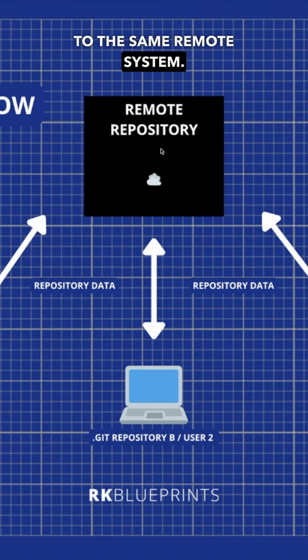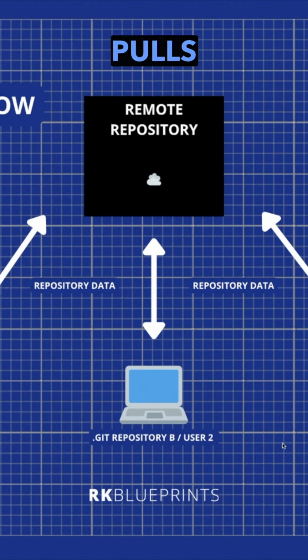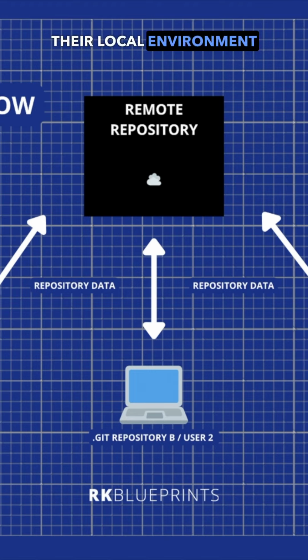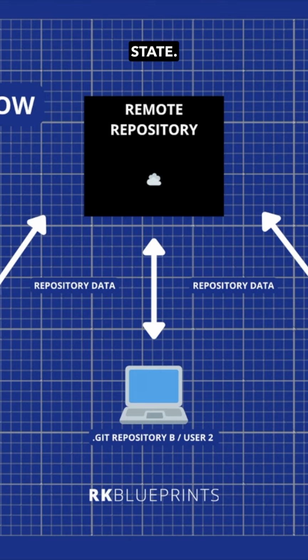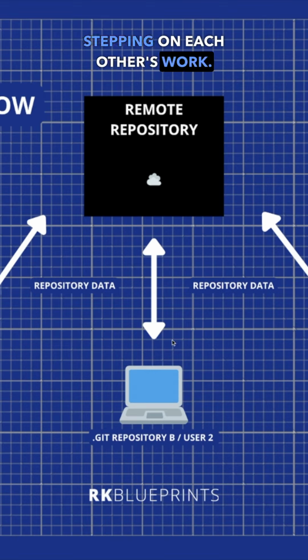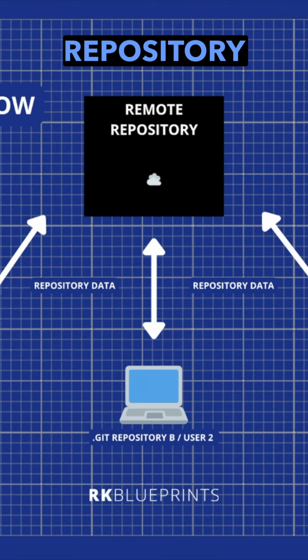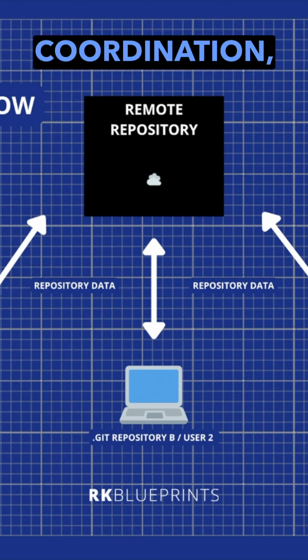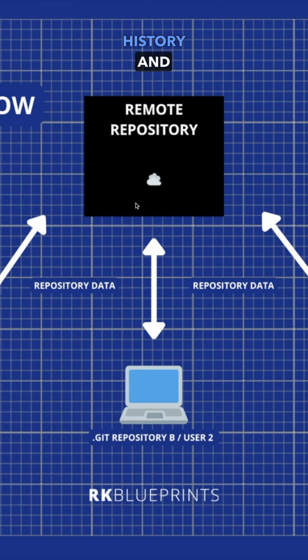When user 1 pushes code, that data moves up to the remote repository. When user 2 pulls changes, they're syncing their local environment with that shared state. This push-pull flow is how teams stay aligned without stepping on each other's work. The remote repository isn't just storage, it's coordination, history, and collaboration in one place.